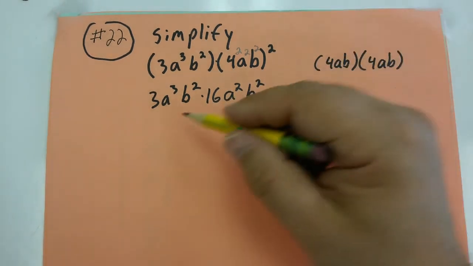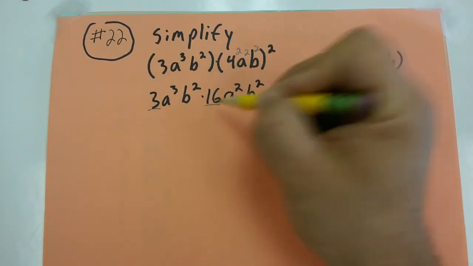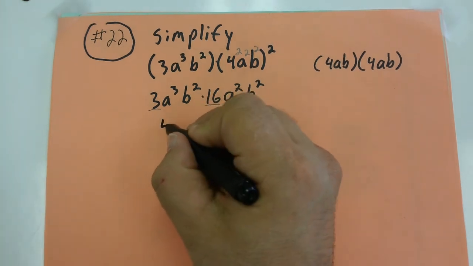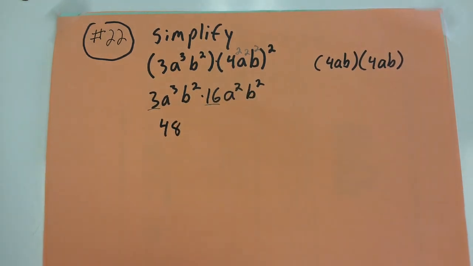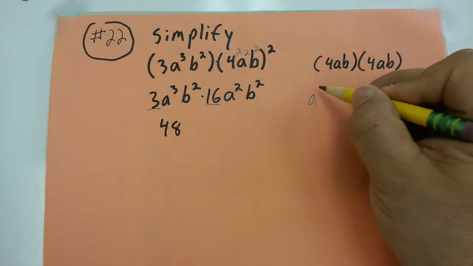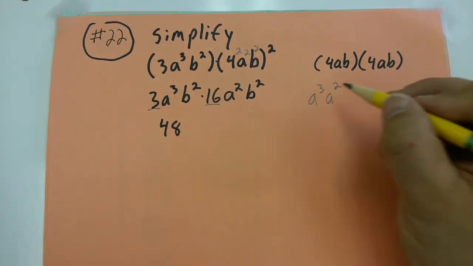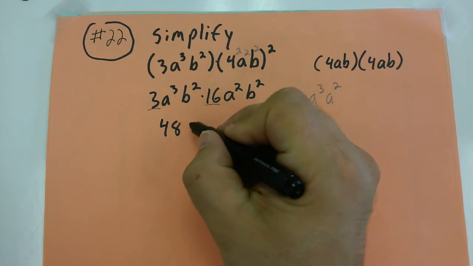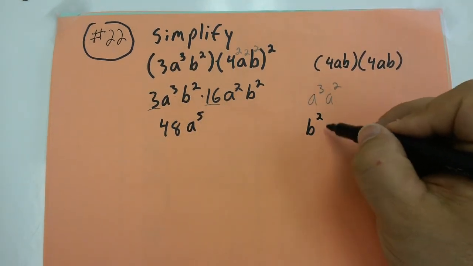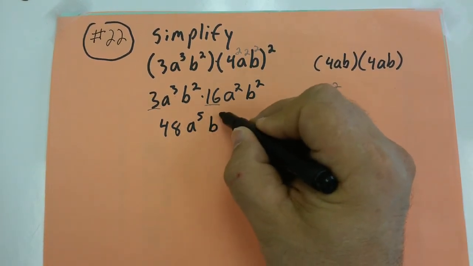Now, to simplify further, this is actually the last step. You multiply everything. So 3 times 16, that's going to give me 48. And a to the third times a to the second, when you have like bases, you're going to add exponents. And that's going to give me a to the fifth. And then b to the second times b to the second, you add exponents, and that will give you b to the fourth.